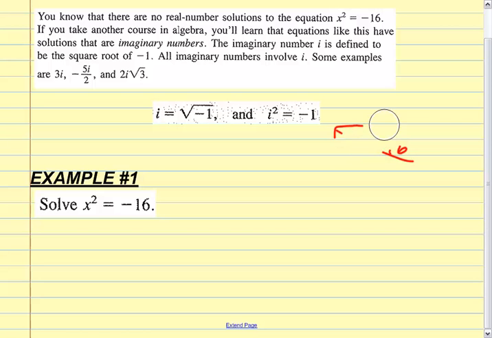Okay? Good. Now, if you take another course in algebra, which you will, you'll learn that equations like this have solutions that are imaginary numbers, okay? The imaginary number i is equal to the square root of negative 1, okay? And it says that all imaginary numbers involve i. That's true. Some examples are 3i, or minus 5i over 2, or 2i times square root 3, okay?